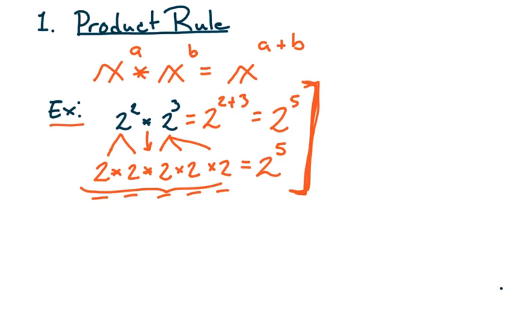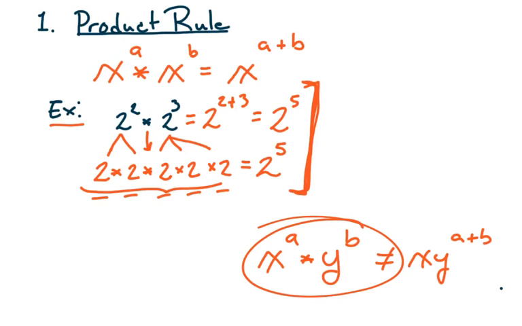All right? One thing that you need to be aware of is you cannot, say I have x to the a times y to the b. Okay, this doesn't equal xy to the a plus b or anything like that. There's no rule that's going to help you out with a scenario like this. All right, so that's one thing to keep in mind when using the product rule. They have to have the same base.